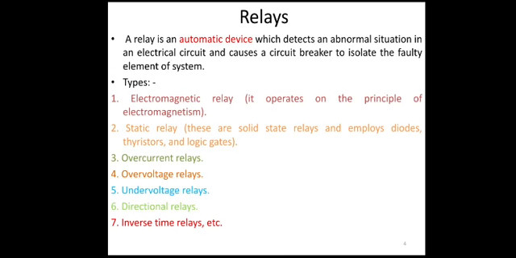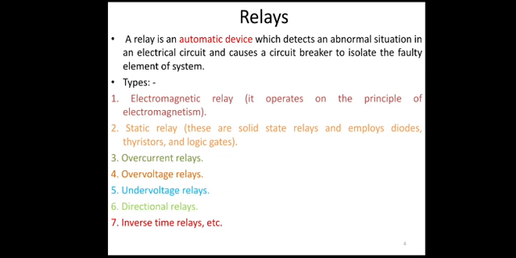Relays. What do you mean by relay? A relay is an automatic switch or an automatic device which detects an abnormal or fault situation in an electrical system and gives a command to a circuit breaker to isolate the faulty element of a system. Basically, there are many types of relays, but here I have listed the 7 types of relays.